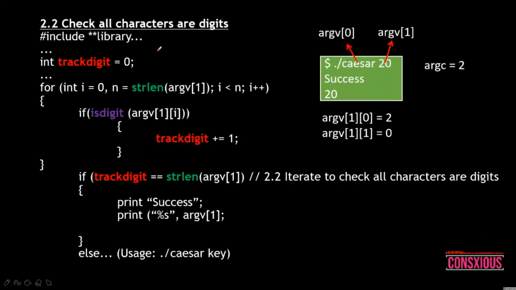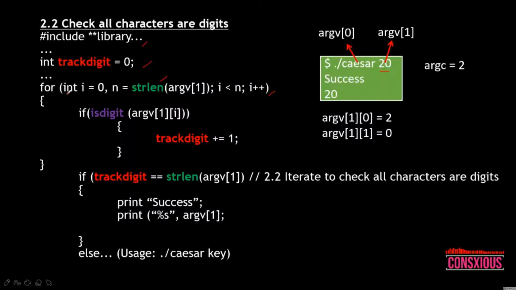In the code, it will look something like that. So we have to include the library, and in between we have to declare a tracking variable. We call it track digit. We also will use the for loop here. We use string length to calculate the argument vectors 1. So argument vectors 1 is this, which is the key.